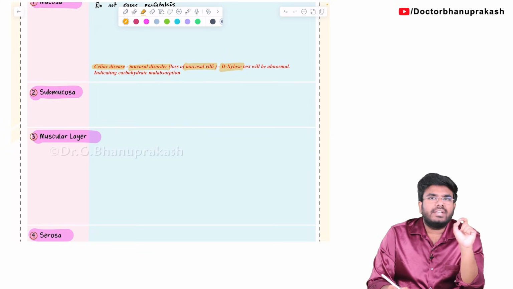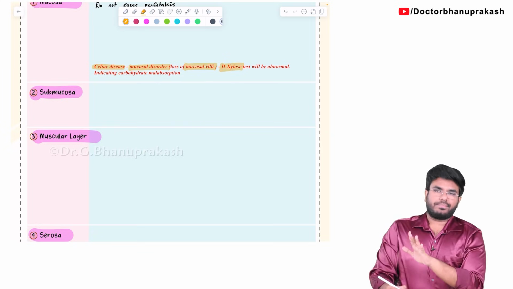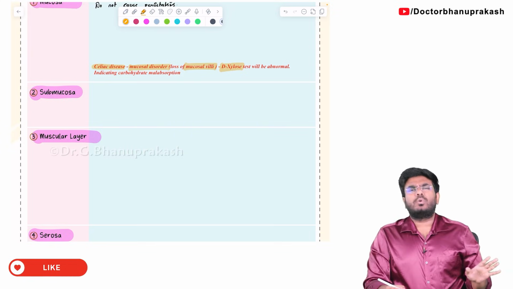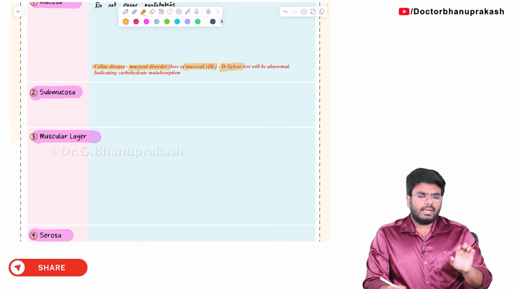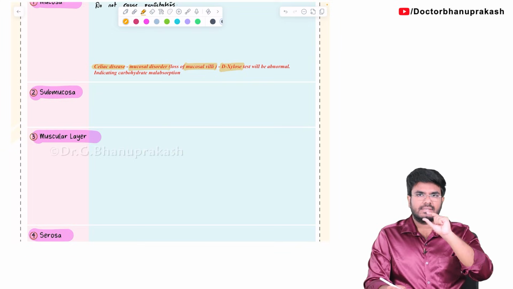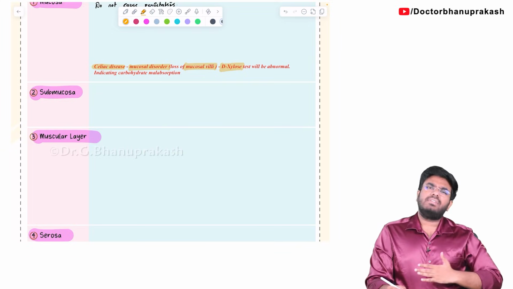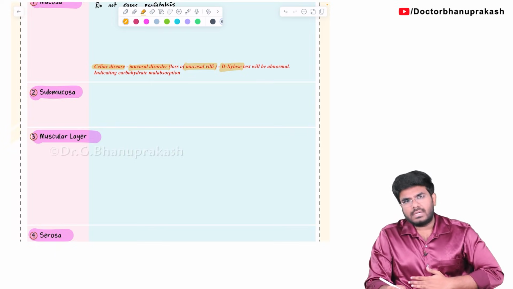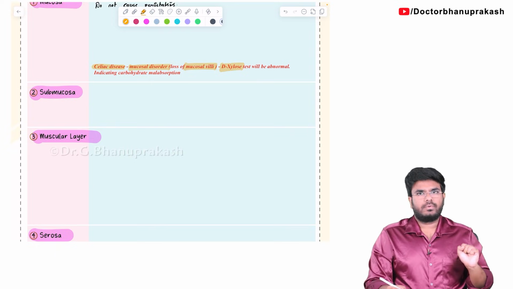For the absorption of D-xylose, you need to have the intact mucosa. No need of digestion, no need of any enzymes, nothing. In a healthy individual, if you give D-xylose, if he has a proper normal mucosa, then D-xylose will be absorbed, no problem.